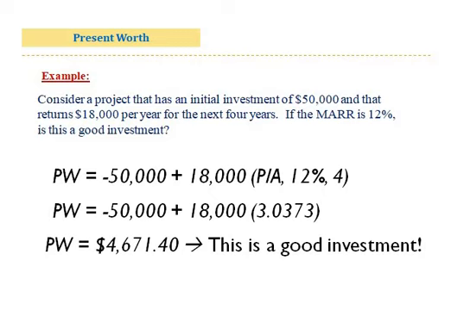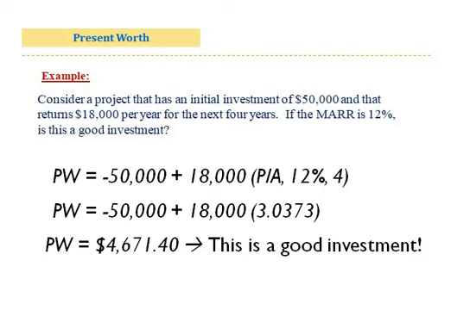So this is an annuity and it's a gained value. So plus 18,000 into P knowing A, 12%, 4. This will be the value of the present worth. These are all the costs that are included. We only have an initial investment and an annuity which has a plus sign because it's something gained.